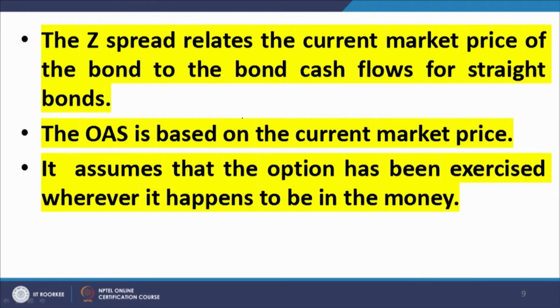So, just to recall, the Z spread relates the current market price of the bond to the bond cash flows for straight bonds. The option adjusted spread is based on the current market price just like the Z spread, but it assumes that the option has been exercised wherever it happens to be in the money.